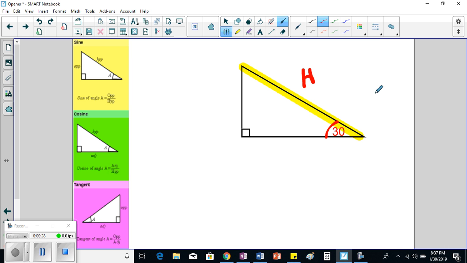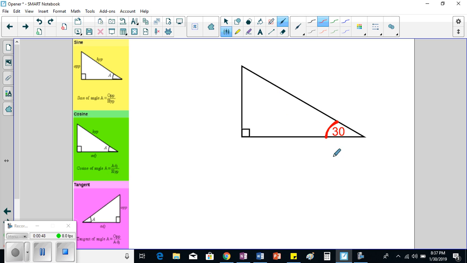so H. If I'm given the side that connects the marked angle to the right angle, this would be the adjacent side. So you'd write A. Today's problems are going to be related to that. That's the next step in solving problems using trigonometry.